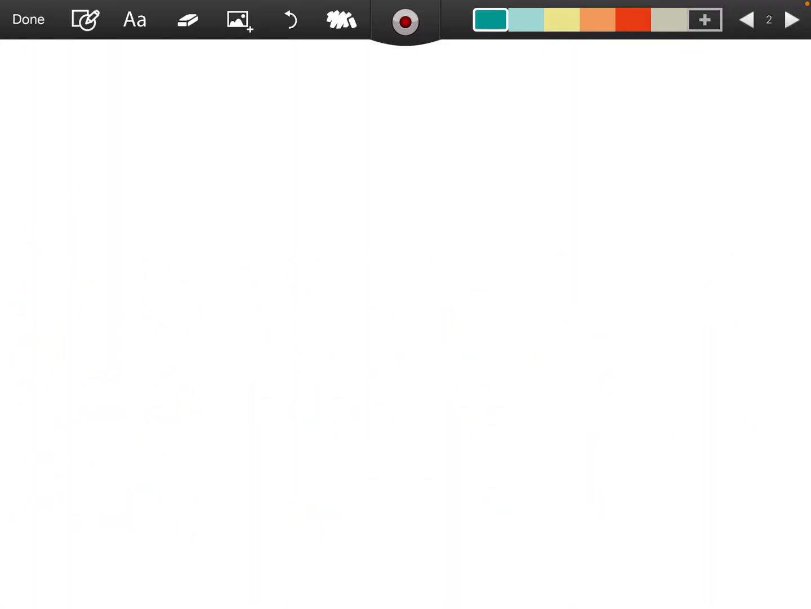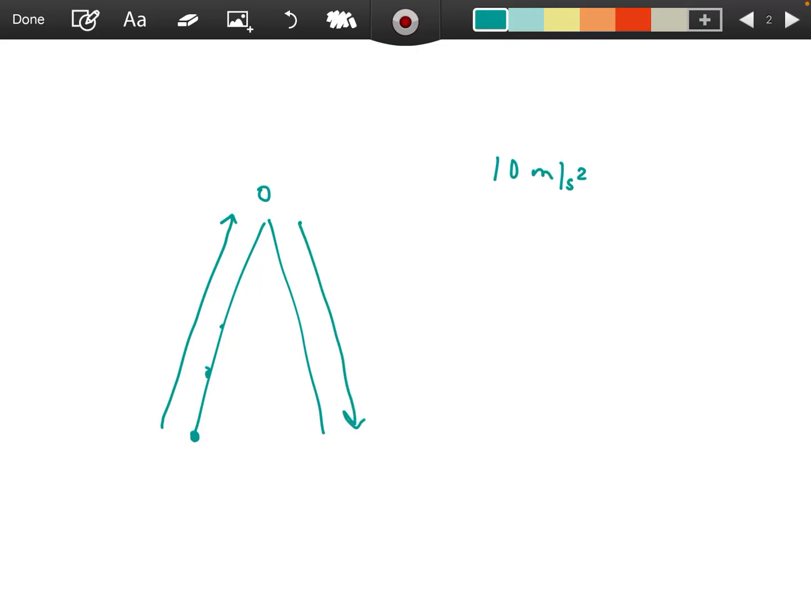And then the second level. All right, so you go up and then down. It's always 0 right here, and the acceleration from gravity is 10 meters per second squared. That means every second you are either slowing down by 10 or speeding up by 10.